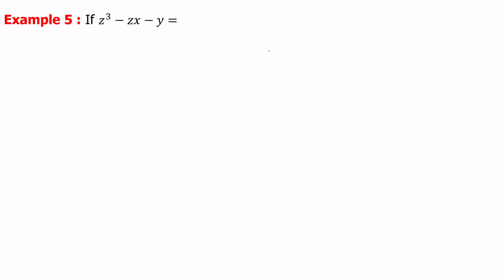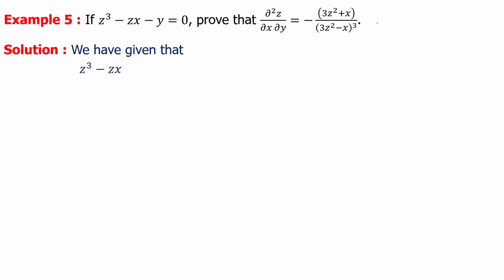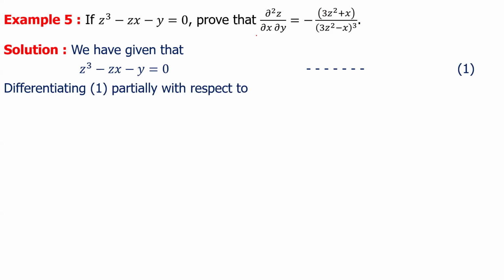If z cube minus zx minus y equal to 0, prove that del 2z upon del x del y, which means the second order partial derivative of z with respect to x and y, is equal to minus 3z square plus x upon 3z square minus x whole cube. We have given that z cube minus zx minus y equal to 0. Let us give it equation number 1. Then we have to prove that this is equal to this.